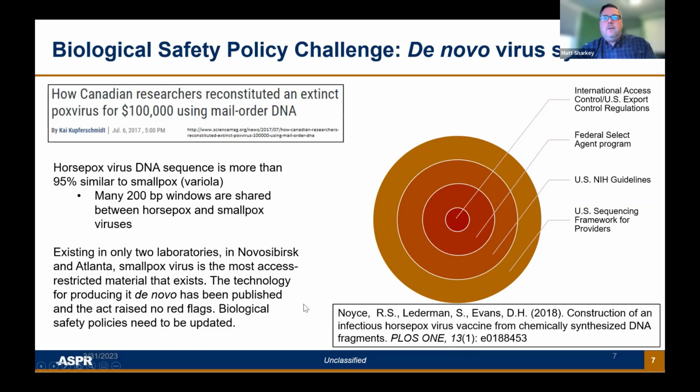And just the impact, the so what about the 2017 horsepox research is that there's probably only a couple thousand people in the world who could carry out the work given what was published, but it allows people around the world now, using synthetic double-stranded DNA, to recreate potentially smallpox virus. Smallpox virus is the most regulated and access controlled material in the world.